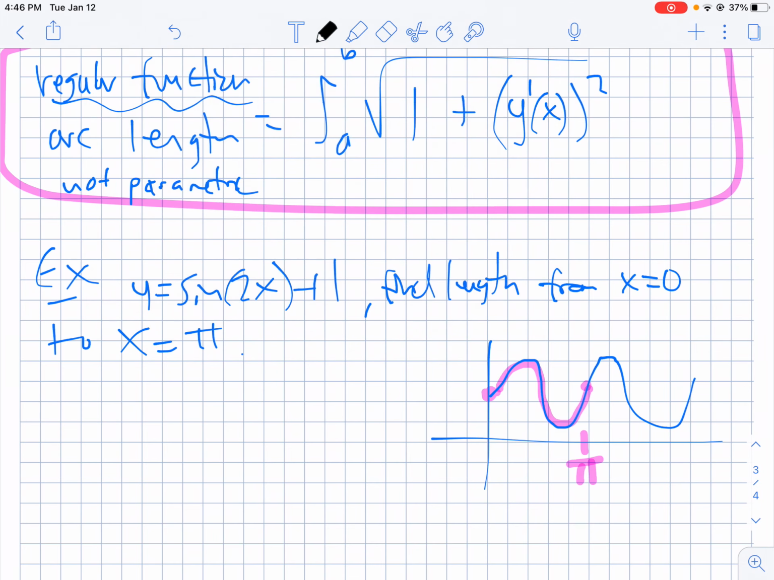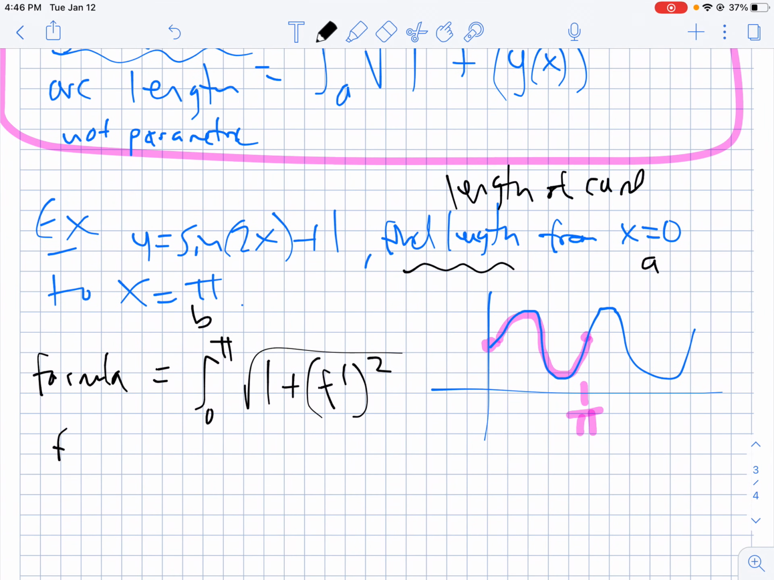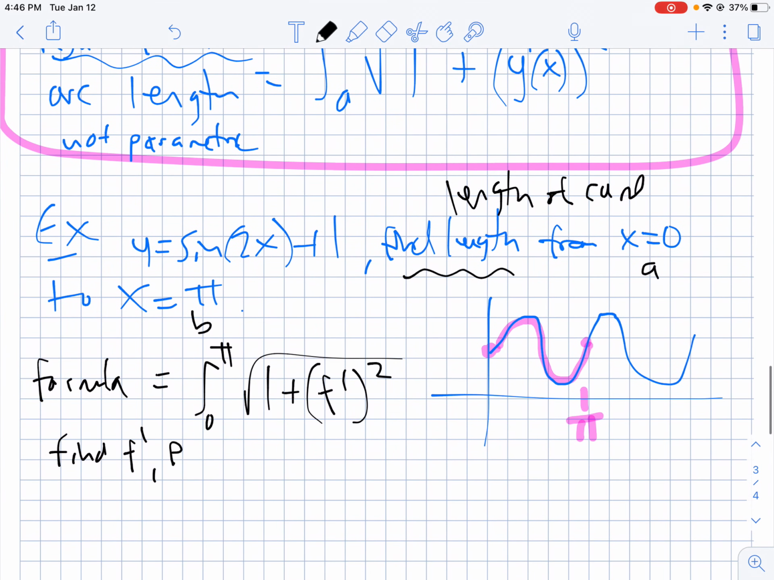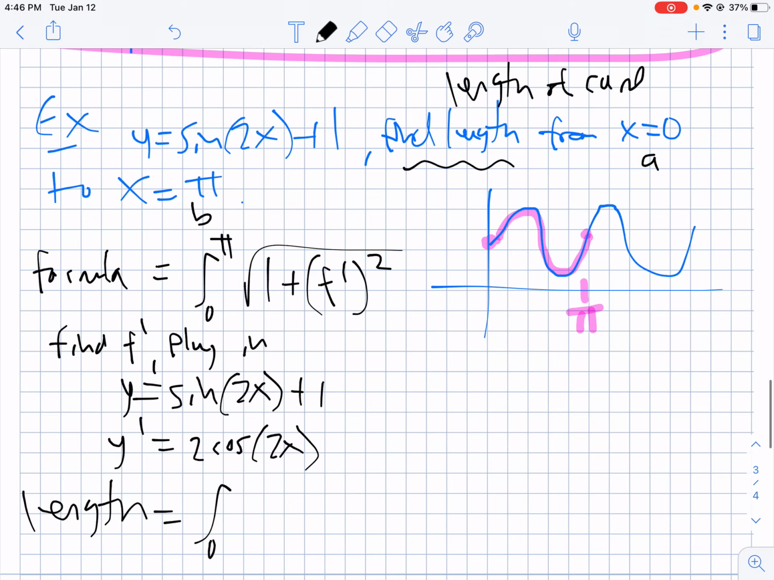Really, anytime someone asks you to find the length of a curve, you're going to use this formula for arc length. With 0 and pi as a and b, you're just going integral 0 to pi of the square root of 1 plus f prime squared. So you find f prime and then plug in. If your function is sine of 2x plus 1, then its derivative is 2 cosine of 2x. So the length of the curve is the integral from 0 to pi of the square root of 1 plus, in parentheses, 2 cosine 2x, squared. I'm not going to do this, but you'll just plug this into your calculator.